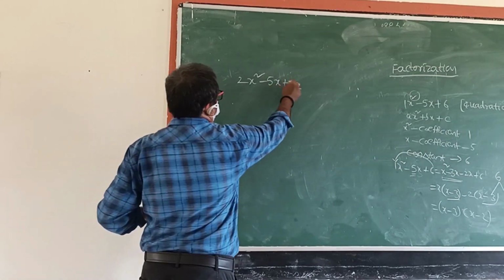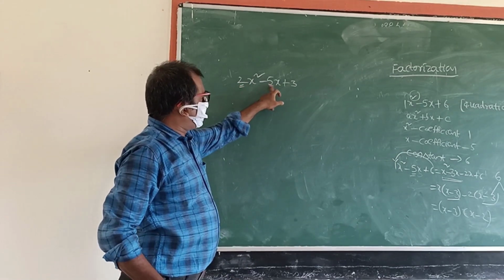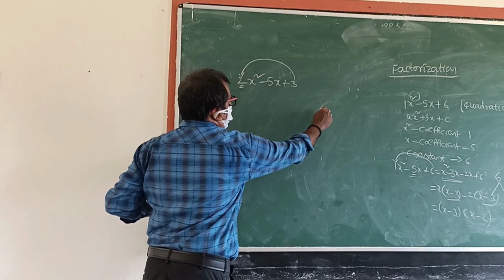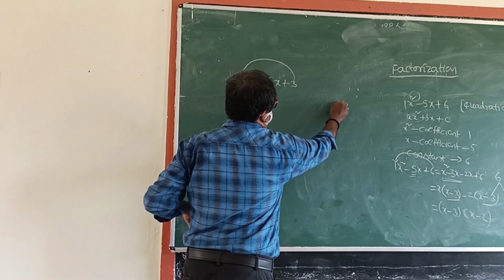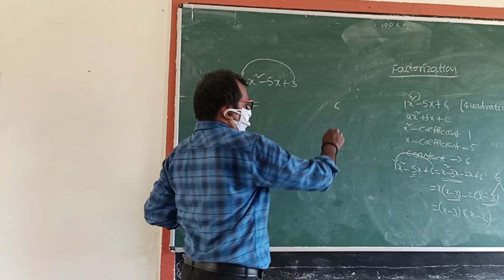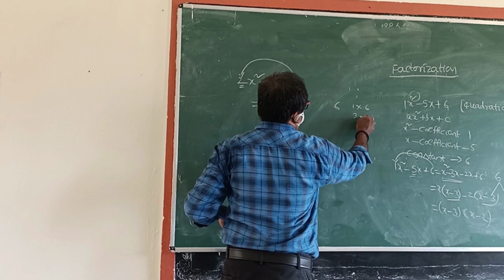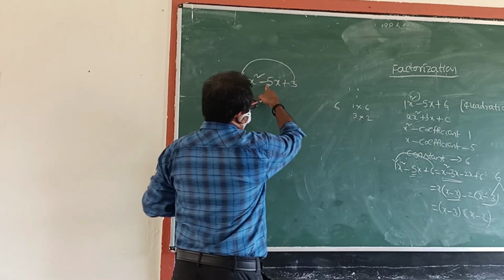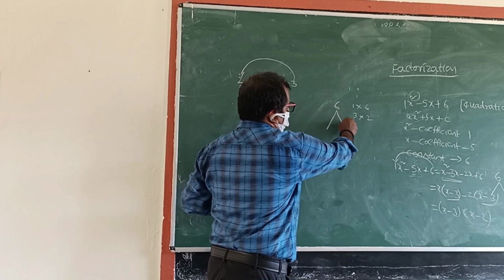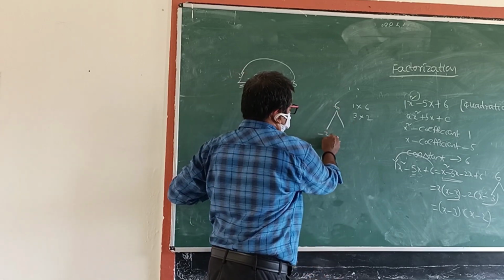Now let us go through the factorization of quadratic polynomials. In this quadratic polynomial, the coefficient of x square is 2 and the coefficient of x is minus 5 and the constant is 3. To factorize the quadratic polynomial, multiply the constant term with the coefficient of x square. 3 into 2 is equal to 6. Now we are writing the 6 as a product of its factors. 1 into 6, 2 into 3. But select the factors in such a way that the product is plus 6 and whose sum is minus 5.